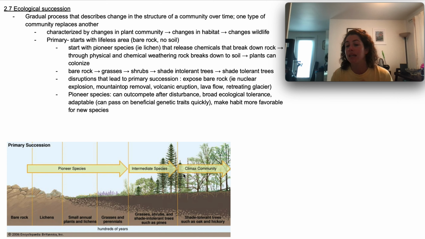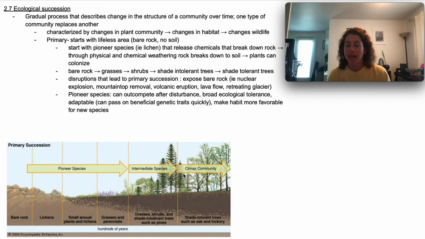And there's two types, and it depends on what's happened to your soil. So if you're starting from bare rock, we call that primary succession, because we have such a far way to go back to that climax community. So you start with bare rock, physical and chemical weathering starts to break down that rock into soil, and now plants can colonize it.